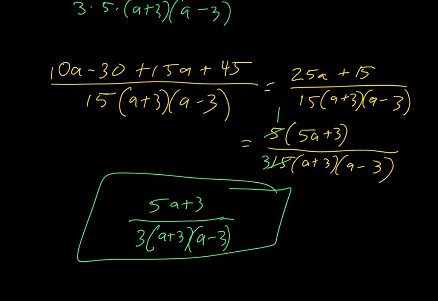And if you had to talk about domain, a cannot be positive 3, a cannot be negative 3. That would give me 0 in the denominator.